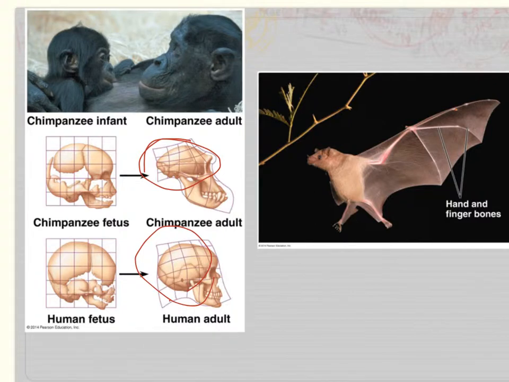Another thing that we can look at over here is the bat, hand, and fingers. So they have the same bones as other mammals, but because of the timing and the genes that are involved and the rate of development, this bat will have very long, slender hands and fingers versus another mammal.